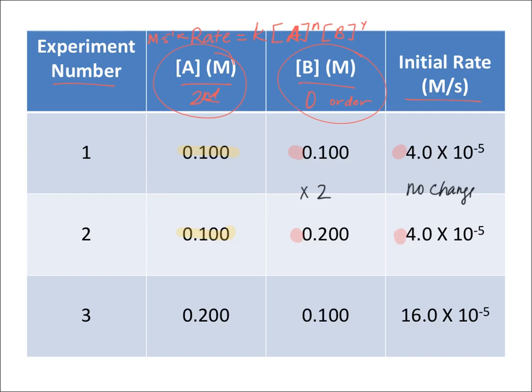So we want to come up with the rate law for this reaction. We would write down rate equals k, the rate constant, times the concentration of A raised to the second power times the concentration of B raised to the 0 power. And since you know that raising anything to the 0 power is 1, we would omit that from the final rate law, and it would just be rate equals rate constant times the concentration of A squared.